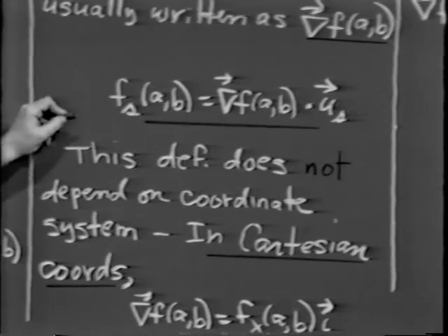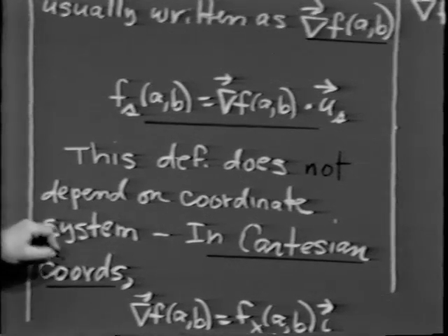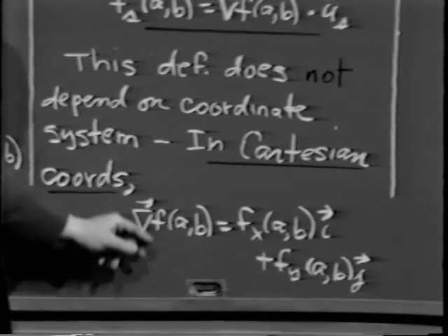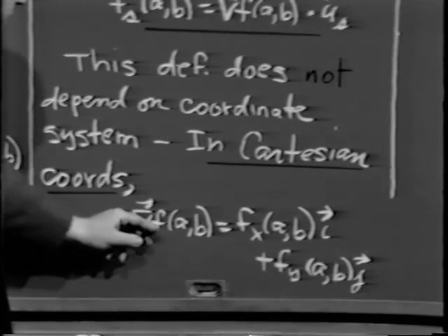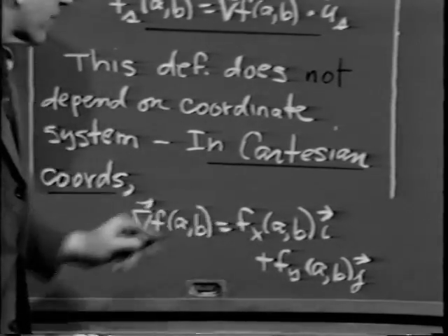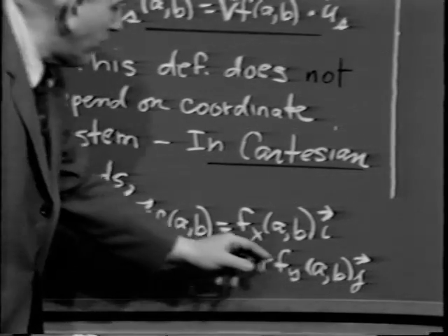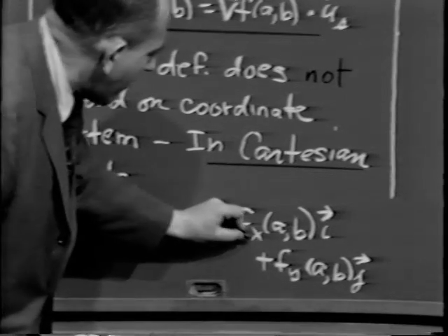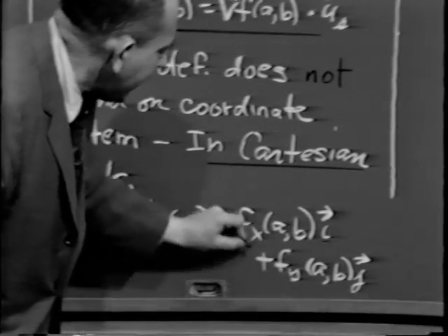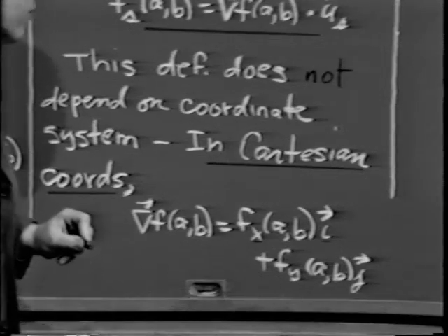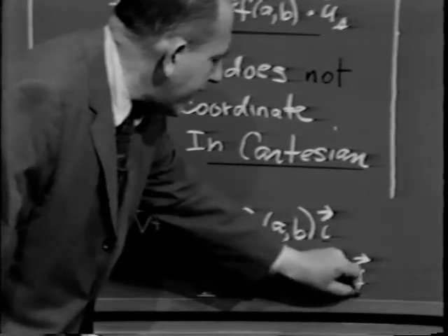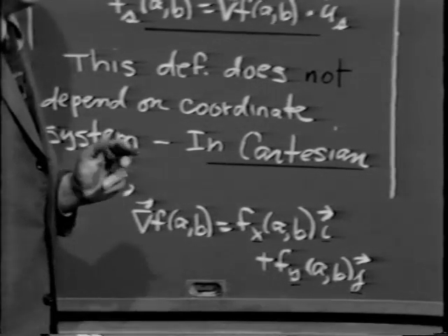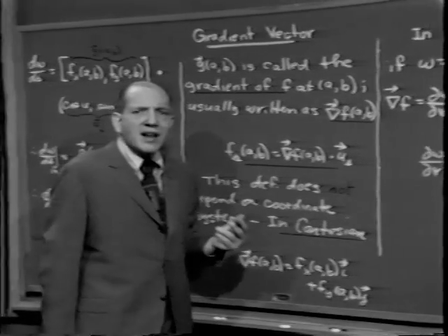What is interesting is that in Cartesian coordinates, there is a very simple way of computing the gradient vector. Namely, the i component of the gradient vector is just the partial of f with respect to x, and the j component is just the partial of f with respect to y. But that was a very special case because i and x happen to have the same direction as do y and j. For arbitrary coordinate systems, this need not be true. And I'm going to drill you on that in the exercises.